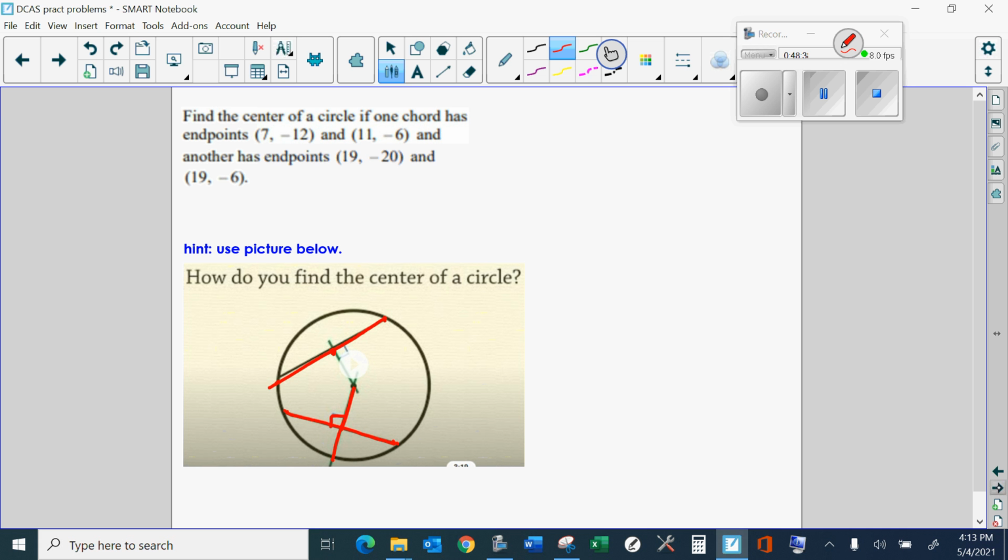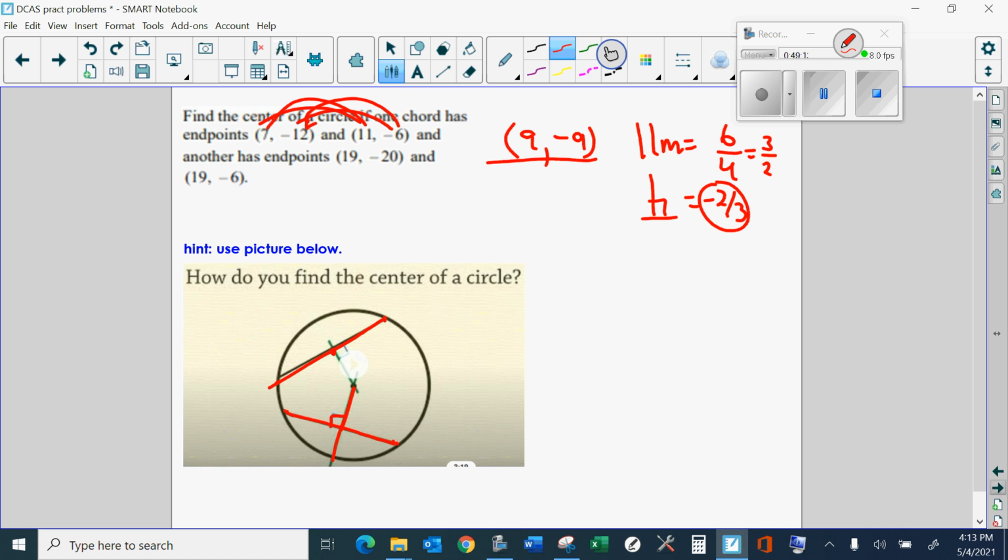Midpoint. 7 plus 11 is 18, divided by 2 is 9. Negative 12 plus negative 16 is negative 28, divided by 2 is negative 14. Okay, what is this slope? The parallel slope, which is the actual slope itself: change in y, negative 6 minus a negative 12 is plus 12, is 6. 11 minus 7 is 4. So that's 3 halves. So I need the perpendicular slope of that, which is negative 2/3. So I'm going to use that with that line.